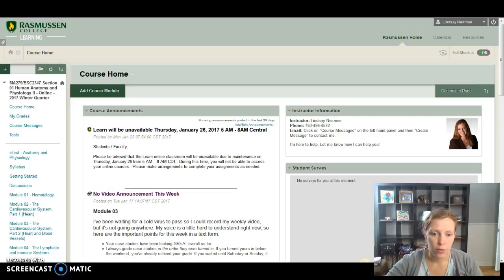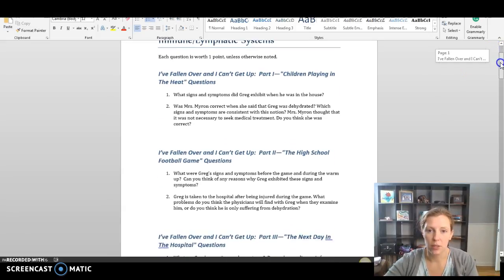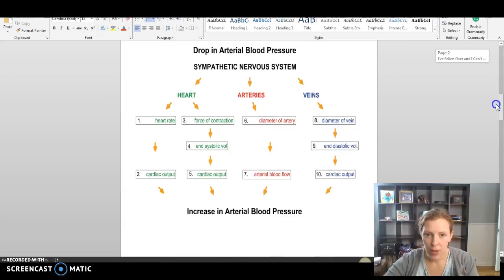But I wanted to share with you just a really quick note on your case study this week. Many of you have turned this in already, which means that you're on top of your game, and that's awesome. I'll get to grading those as soon as I can. But if you haven't taken a look at this yet, I highly encourage you to look at this section.